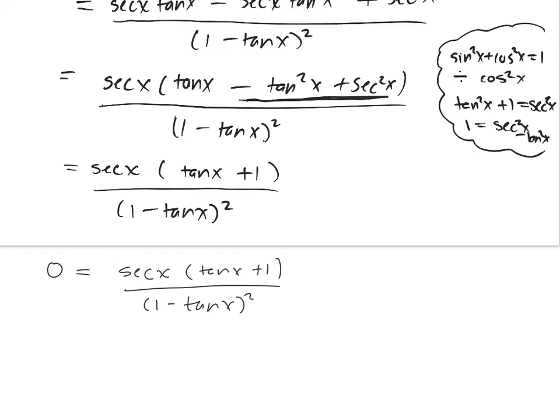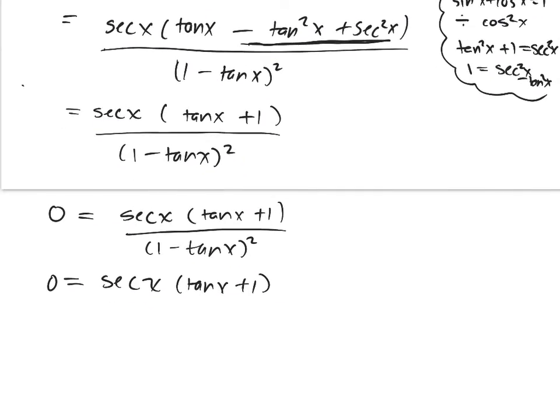No, this is going to be tricky. It's actually not going to be that bad because the denominator doesn't matter. Does that make sense? We're not worried about that; where that's 0 is where it's undefined. So we're really solving 0 equals secant of x times tan x plus 1. And then you're solving 0 equals secant of x, 0 equals tan x plus 1.